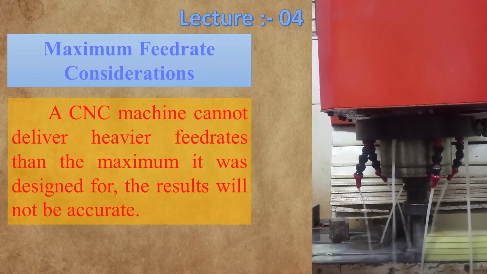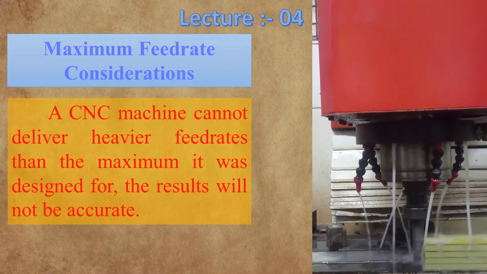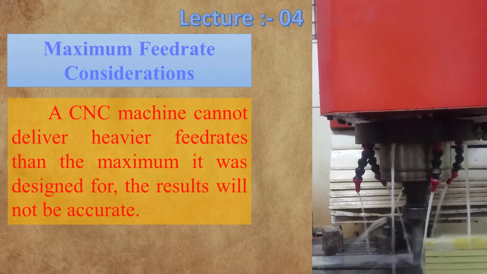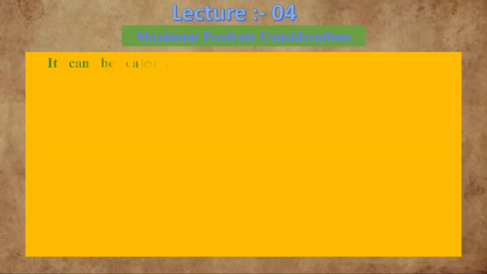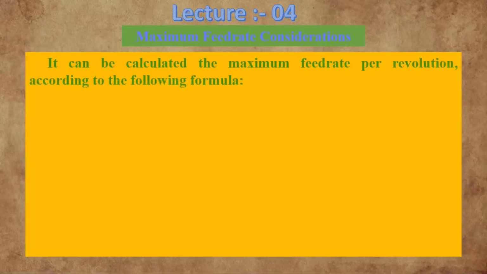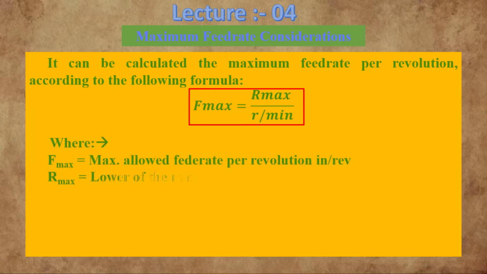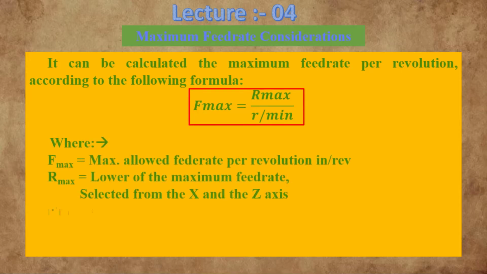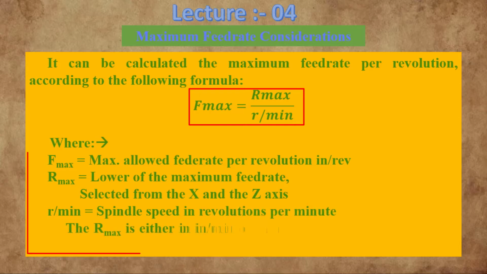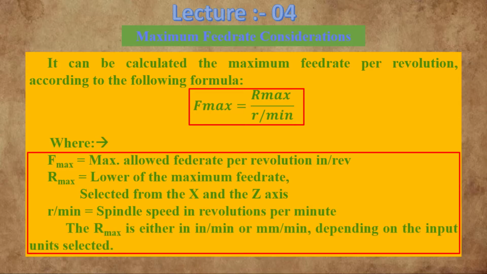It is advisable to check whether the final feed rate does not exceed the maximum feed rate allowed on a given machine. The maximum feed rate per revolution can be calculated according to the following formula: F max is equal to R max divided by revolutions per minute. F max is the maximum allowed feed rate per revolution.